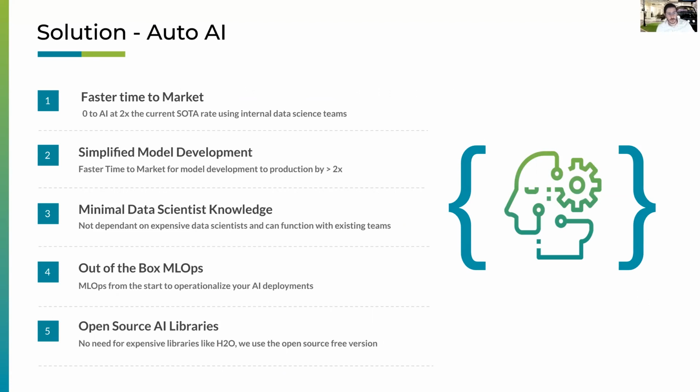We can get from 0 to AI at 2x of normal. This is a simplified deployment model, so we can get through there much quicker. We don't have to leverage a lot of data scientist knowledge. We can do this with existing staff and existing profiles. We leverage a lot of open source libraries, and you get a lot of the MLOps of operational AI out of the box. So, that sounds great and all, but how does this actually work?